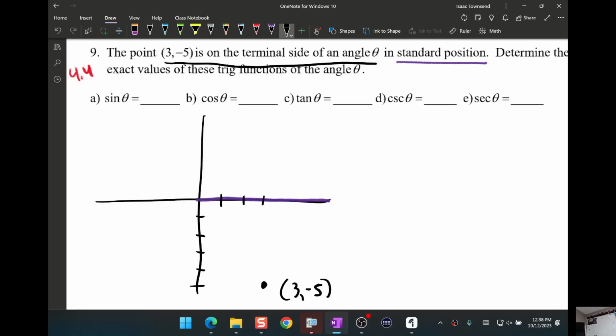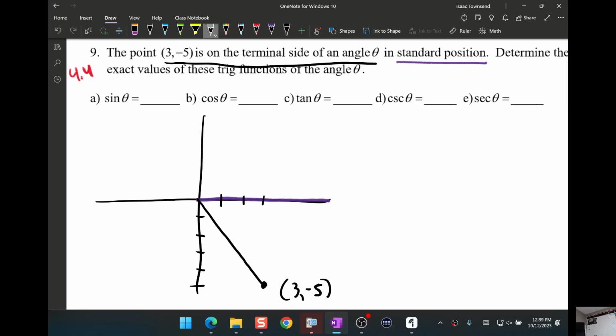And you guys should look at your 4.4 quiz. Unfortunately, one of the most common mistakes on this type of question on your 4.4 quiz is that you guys just don't plot the point correctly. Like you're plotting it in a different spot.